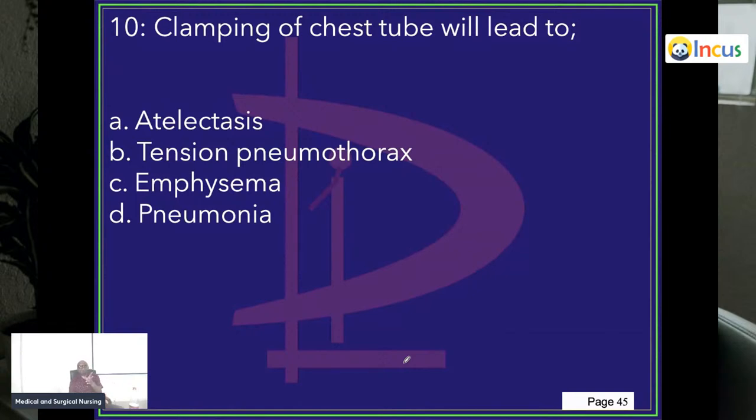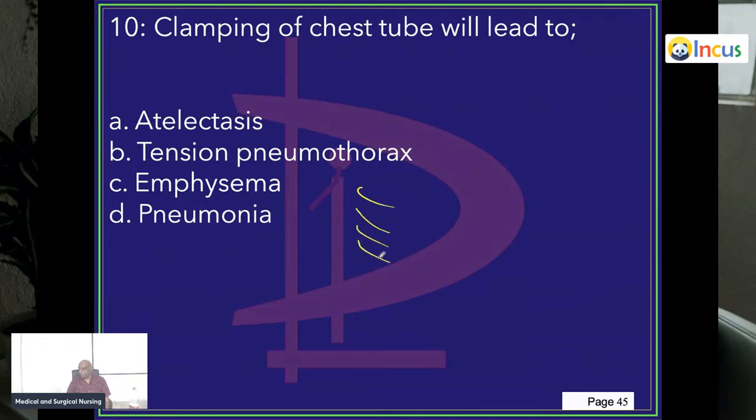Now the chest tube, if you do clamping. So all the drainage is coming out. At one point of time you thought of clamping. If you do clamping, what will happen?